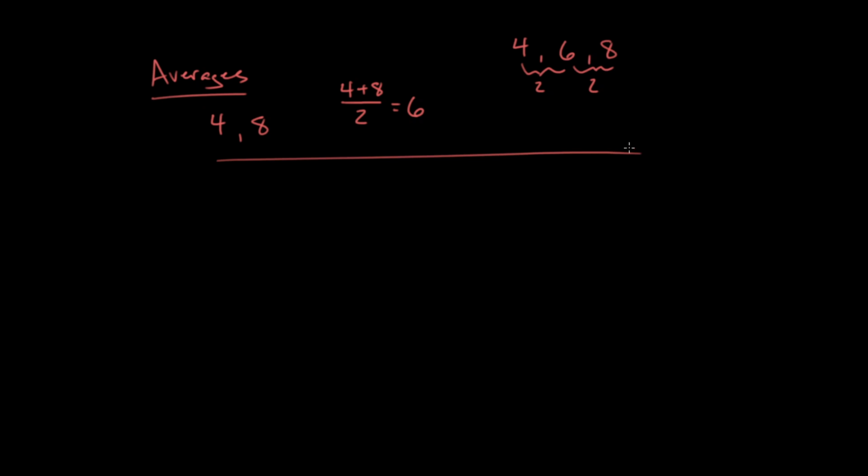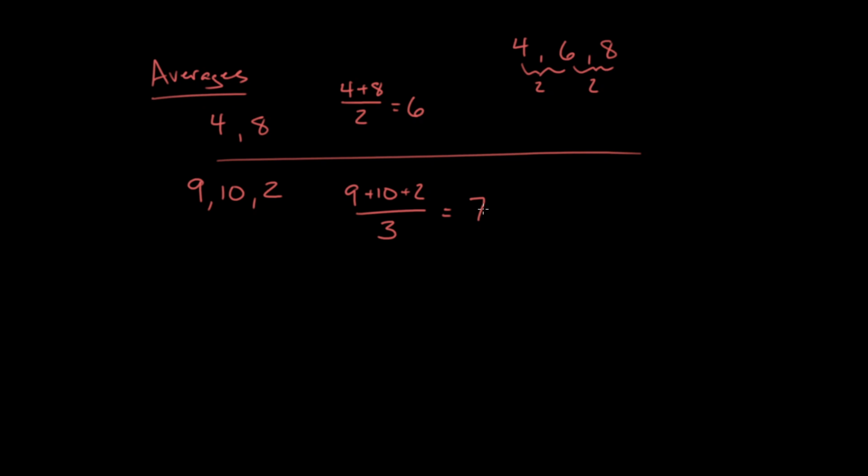But what if I have 3? What if I have the numbers, let's say, 9, 10, and 2? If I average these three numbers, I'm going to do everything exactly the same way. I'm going to add them together, and I'm going to divide by the number of items that I have, which in this case is 3. When I do that, I get 19 plus 2 is 21, divided by 3 is 7. So 7 is the average of these three numbers.